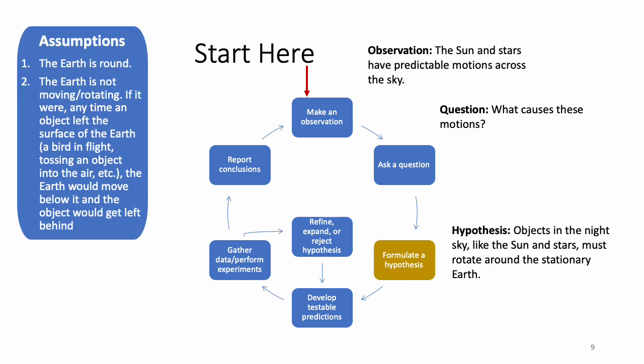And so with these assumptions, trying to answer the question what causes these motions, a hypothesis is formed, and that would have been objects in the night sky, like the sun and stars, must rotate around the stationary Earth. And you can understand just going outside night after night, even in really bright Phoenix, you can understand why people of antiquity would have thought that the Earth is at the center of our system and not the sun. It's not very apparent that the sun is. And so this is kind of the primordial hypothesis of the mechanics of our system.